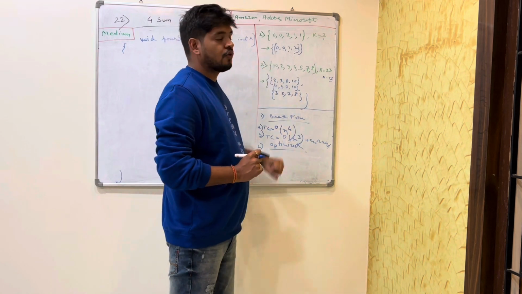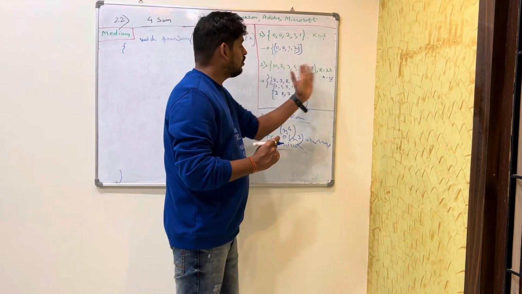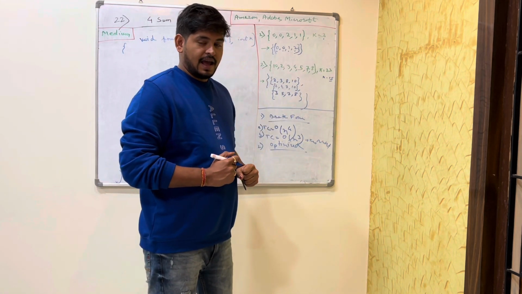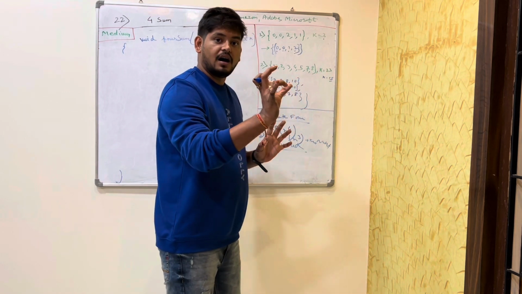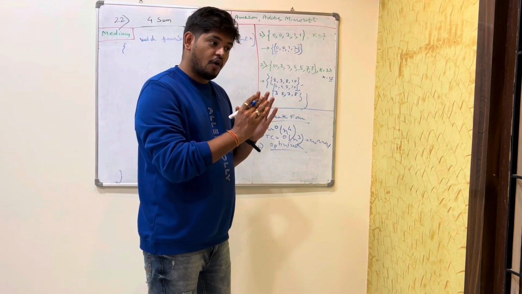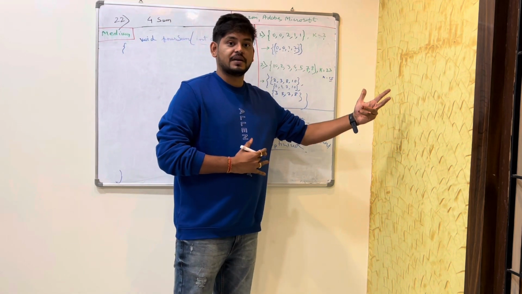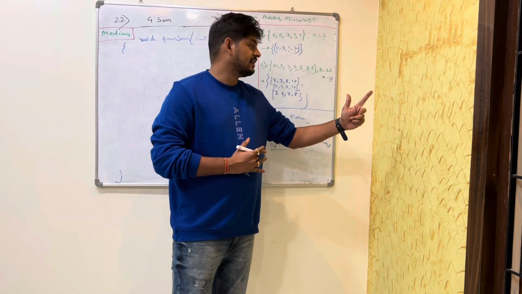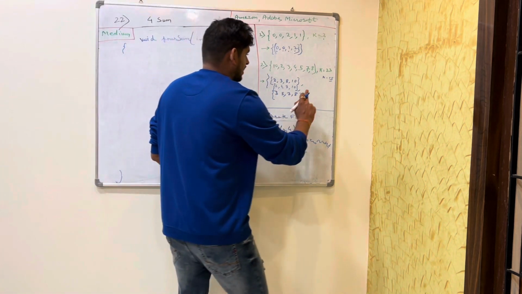But now we need 4 such elements. So can we store the sum of all 2 elements and then search for the k minus the sum of those pairs? Then will we get the other 2 elements? Am I clear? So let's think what I mean to say.